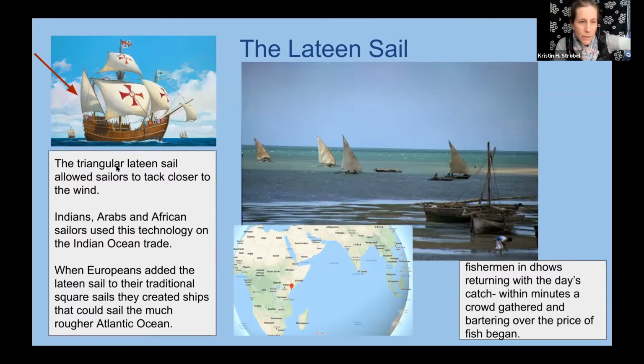And of course, the other part of that technology was the Chinese compass. And here's just another image of dhows coming in. As I took this picture, about 5 minutes later, a fish market just appeared. As the fishermen came in, they brought their fish, and people appeared from the town and began bargaining right away. So it's just a really beautiful sight.